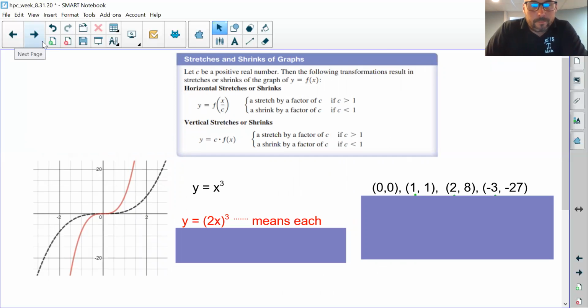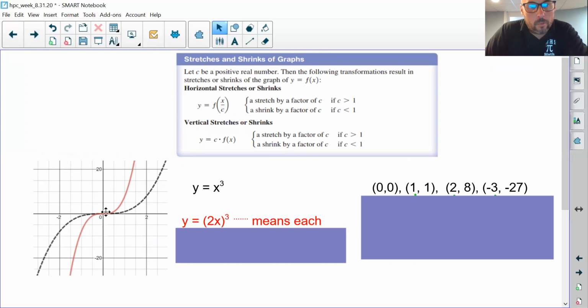Last one. 2 more slides. This is the last idea though. Shifting horizontally and shifting vertically. I think the horizontal shift might be the most challenging one to think about. So let's start there. You've got a cubic function. The dashed black line is cubic.